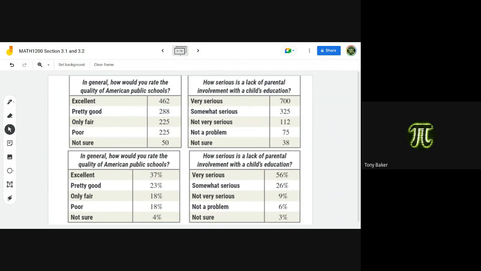So yeah, there's definitely, but according to this survey, most people think it's pretty good. The vast majority was excellent or pretty good.